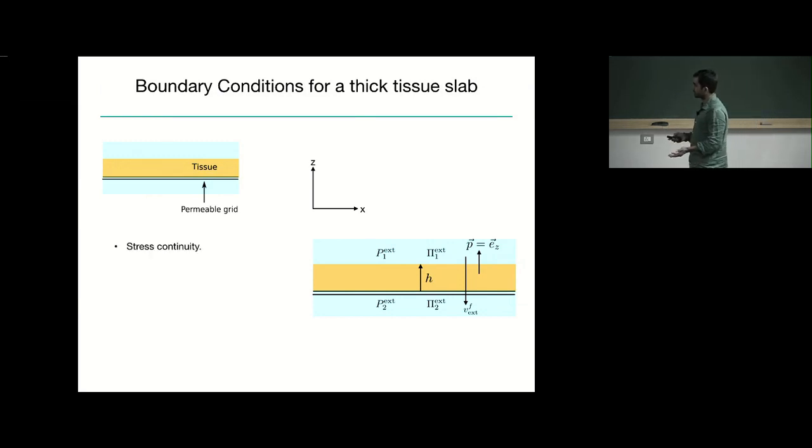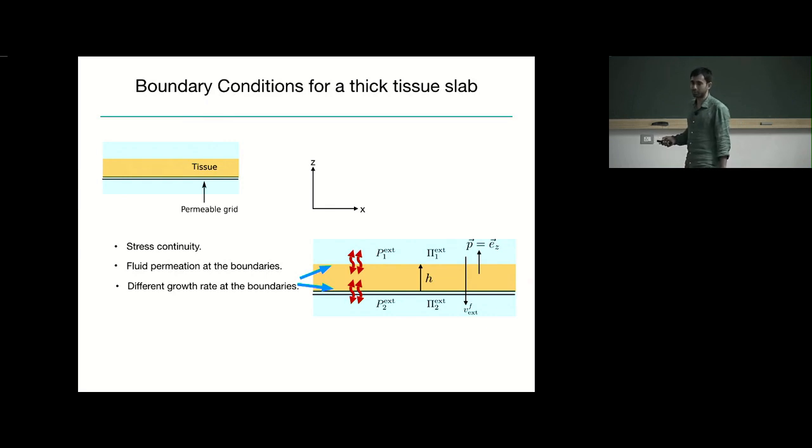Now for boundary conditions, you need to apply stress continuity. So the stress needs to be continuous at both the interfaces. Then we need to take into account fluid permeation at both the interfaces. And also we need to take into account different growth rates at both the boundaries. Now this comes from the fact, as I have shown in my previous slide, that the cell division rate is very different at the interface, and in the bulk it doesn't divide so much. So that's why we took that into account by using different growth rates. And that will translate to different surface growth velocities at the interfaces.